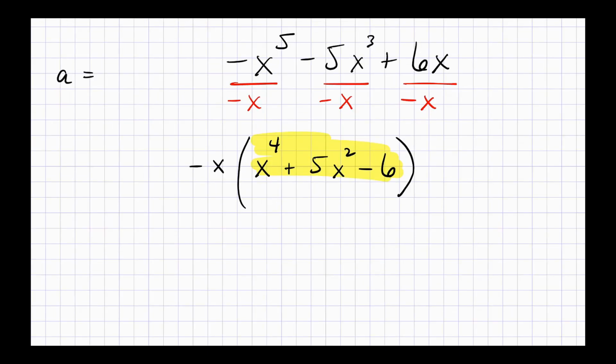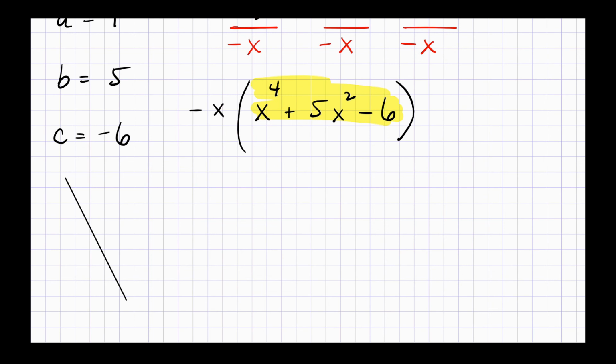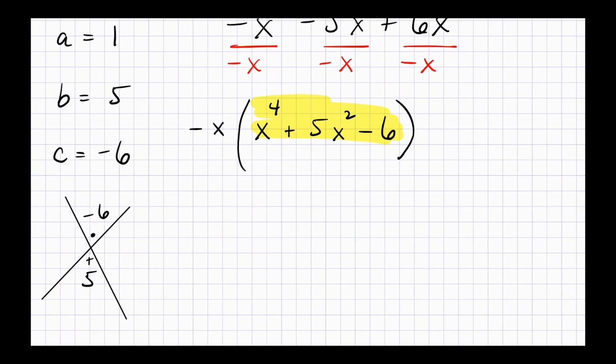A, B, C. Okay. A is 1, B is 5, C is -6. Alrighty. So then I figure out the numbers that multiply to be -6 and add to be 5. What are those numbers? 1 and -1? -1 and +6? All right.